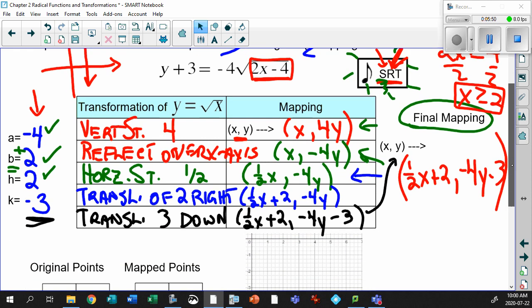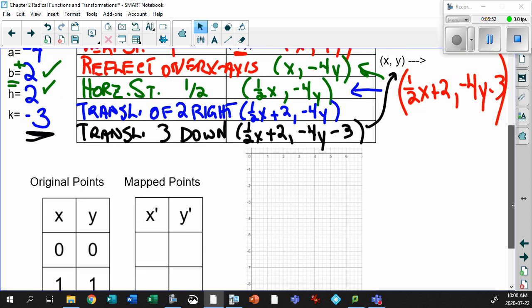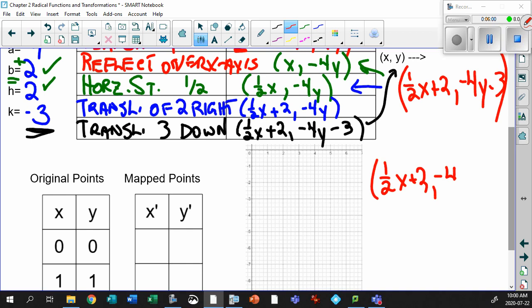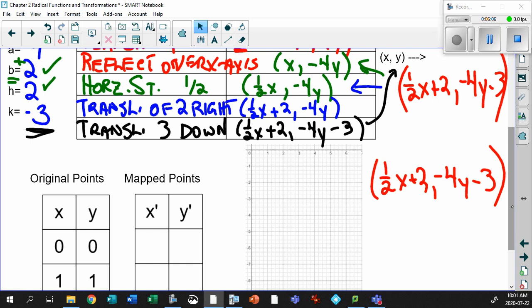Okay, let's see how they change. I'm going to keep that right there so you can see it. Well, actually, I'm going to have to rewrite it. 1/2 x plus 2, minus 4y minus 3. That's our mapping. So that takes every point xy, that's why we have it written here. Take every original point, apply this formula to it, and you'll be just fine. Okay, let's make that look more like a 2.